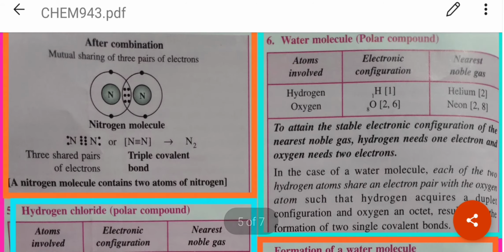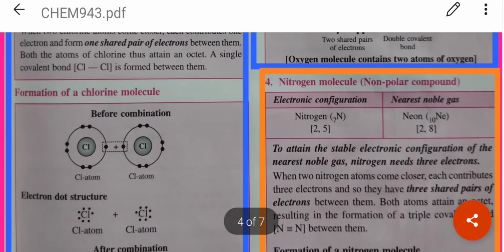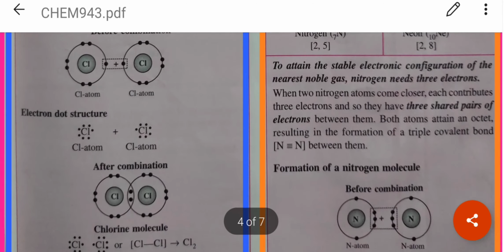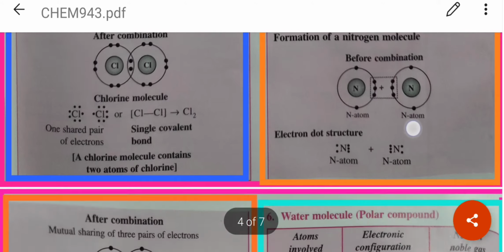Now let's move to the nitrogen molecule. What is the electronic configuration? It is 2,5. That means it has 5 valence electrons. It combines with another nitrogen atom which has 5 valence electrons. So it needs to share 3 pairs of electrons.